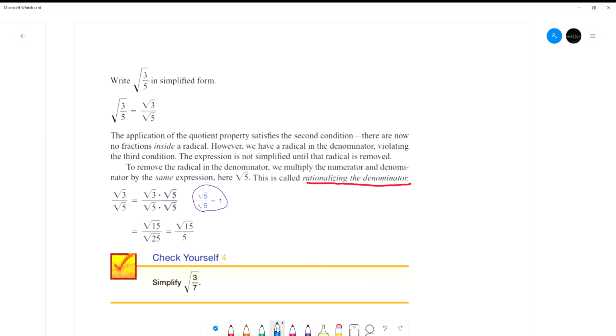So let's try that for this next one. This becomes root 3 over root 7, and root 49 is the smallest perfect square. So we have to multiply this by root 7 over root 7. You see how that's equal to 1, so we're not changing the value. So this is radical 21 over radical 49, which is equal to 7, right? So radical 21 over 7.